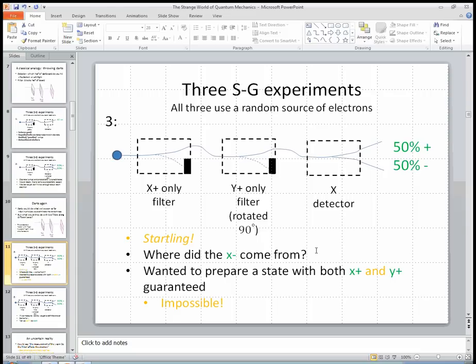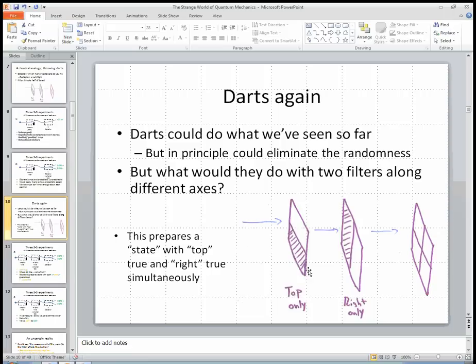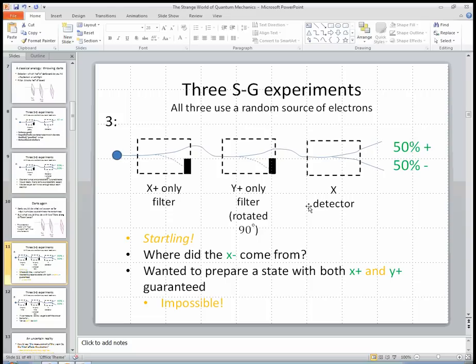Just like in the darts, we eliminated the ones that were headed to the bottom half of the dartboard. They're gone, and they're not going to be resurrected classically. But in classical mechanics, they can be; it somehow is resurrected. Okay, so here's what we wanted to do.